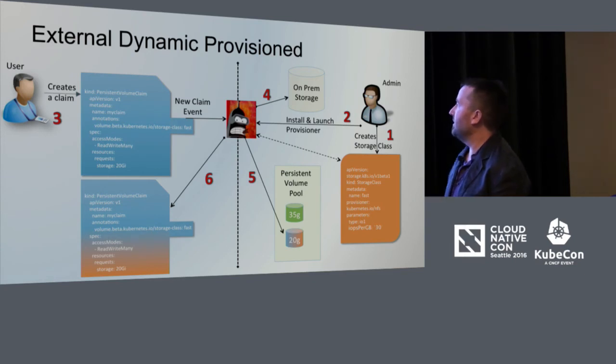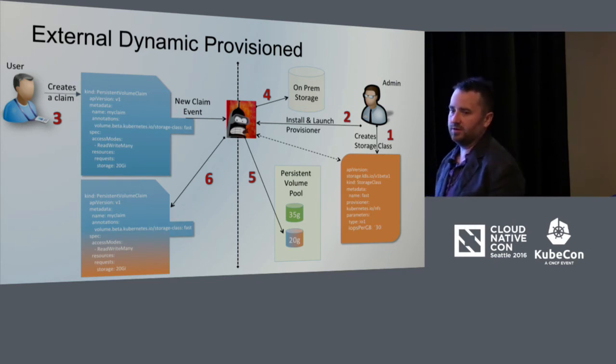So step number 1, the admin creates the storage class. Step number 2, they install and launch a provisioner. They'll point the provisioner back to the Kube API server. Step number 3, a user will come in and create the claim. That new claim event will come to the provisioner, which is sitting there monitoring the API server for new claim events. And then the provisioner will actually create the physical volume.